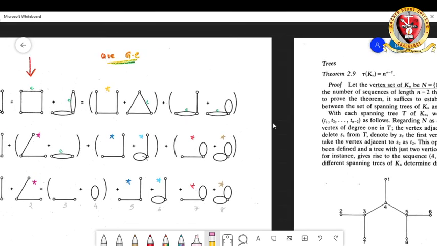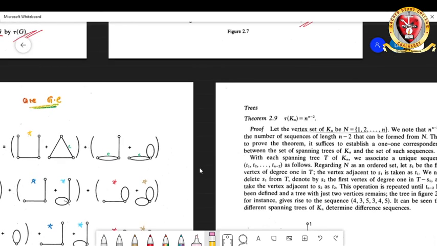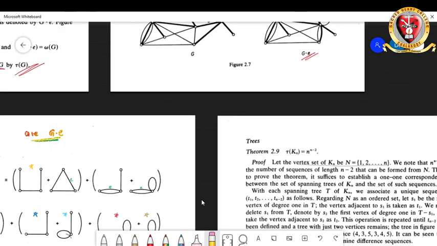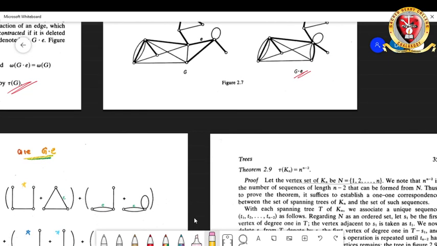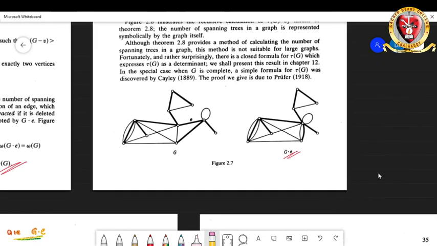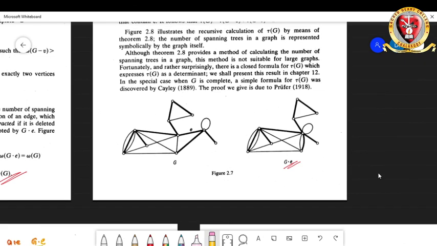And the next theorem is based on finding the number of spanning trees of a complete graph on n vertices, Kn, which is equal to n raised to n minus 2, which is associated with Prufer's code. It is a proof given by Prufer. So that we will do in the next lecture.